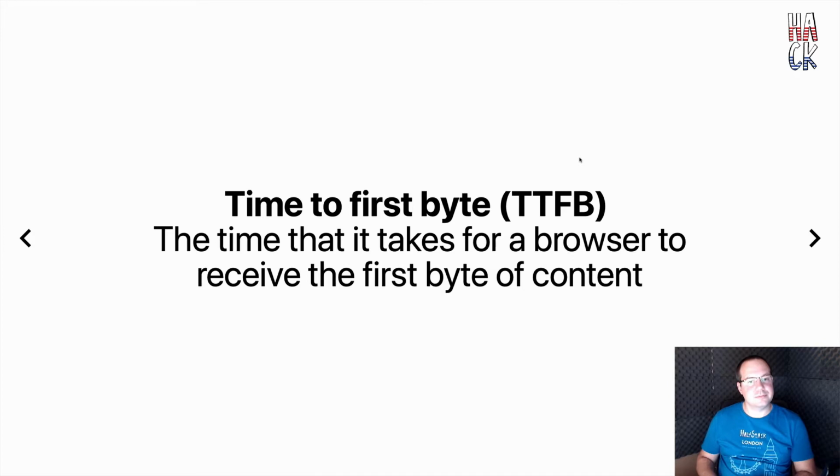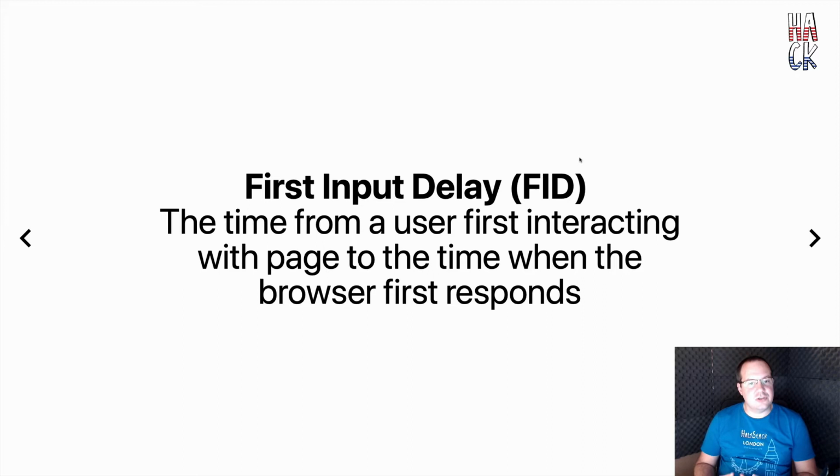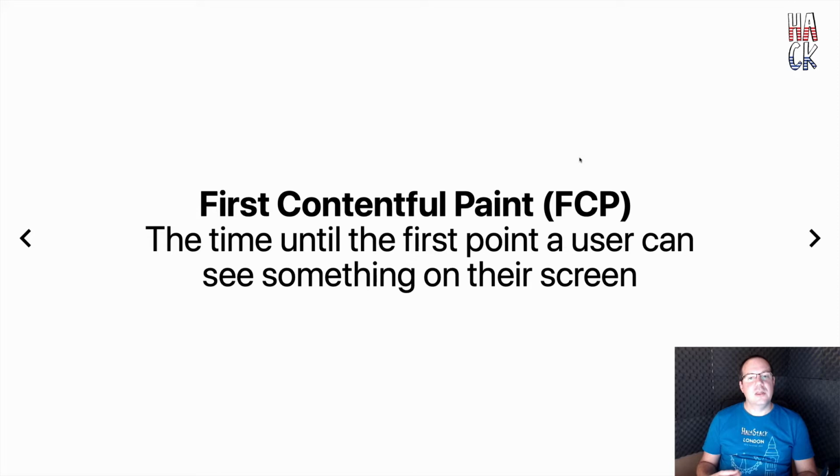The next thing is the first input delay. This is the time from the user interacting with your page in their browser to the time that the browser is first able to respond. We then have first contentful paint. This is the time it takes from the user interacting to load your page, and then they can finally see something on their screen. This goes back to the idea that the user will perceive your website as faster if they see content sooner.